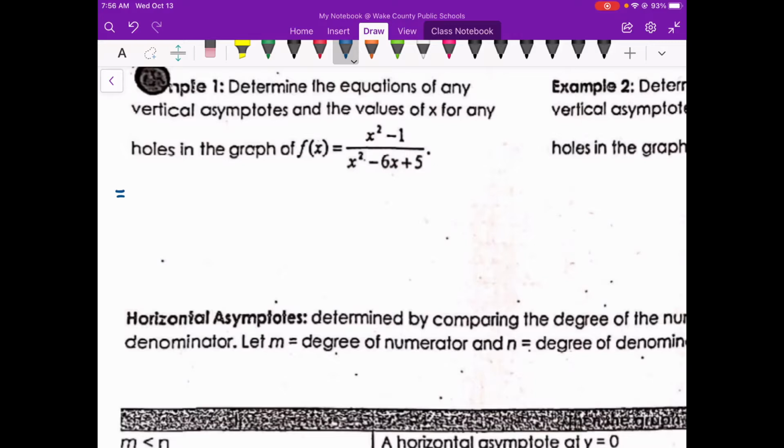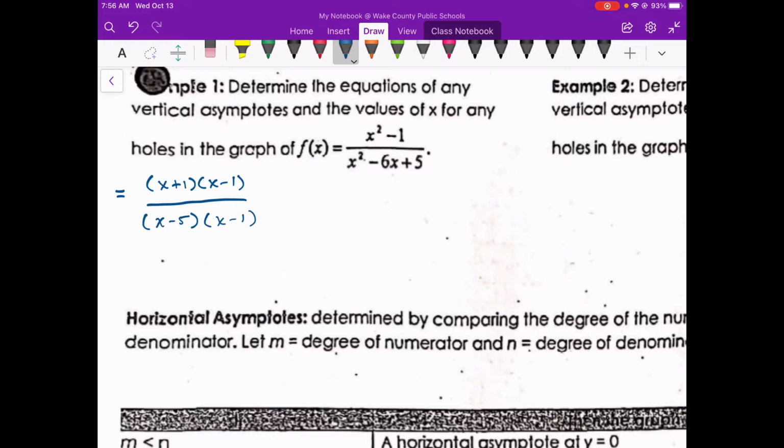The top, x squared minus 1, is the difference of two squares, so that's going to factor as x plus 1, x minus 1. And now my bottom is a trinomial, and I can do the factors of 5 that add up to negative 6. Well, that's going to be x minus 5, x minus 1. Okay, so we've got them factored.